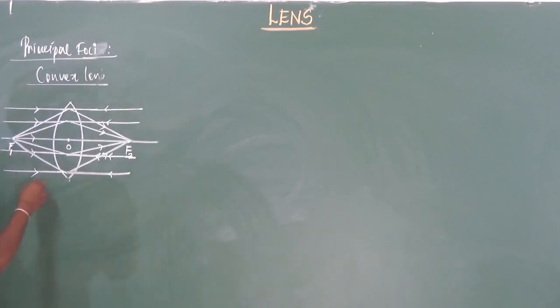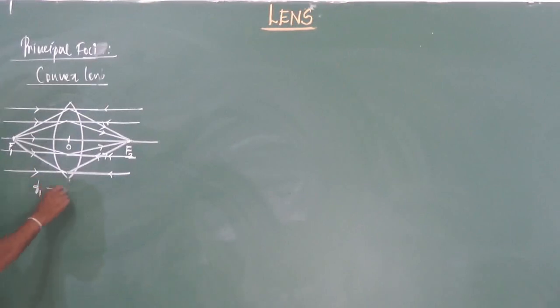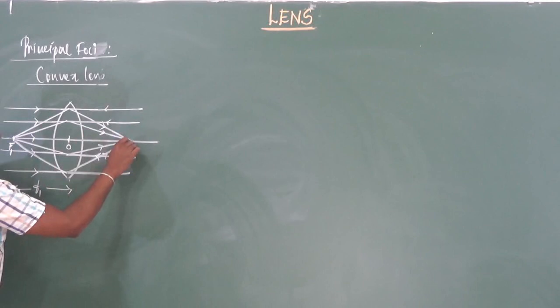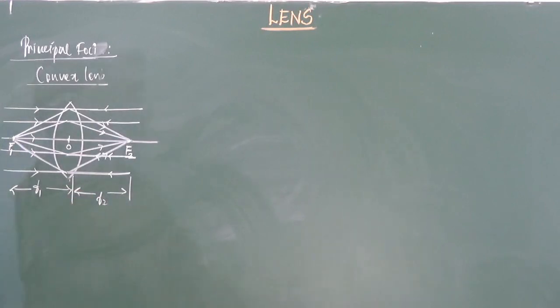So the focal length can be taken from f1 to O, that is from the first principal focus to the optic center, as f1, and from the optic center to the second focus, that is focal length f2. So this can be taken. In the coming numericals, we are going to solve more problems on this, right?